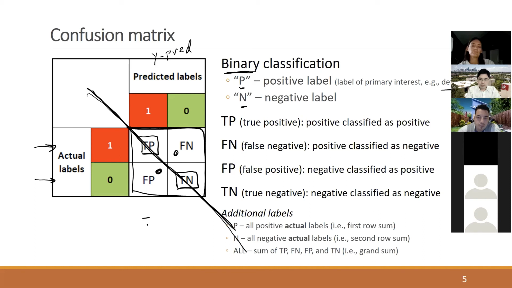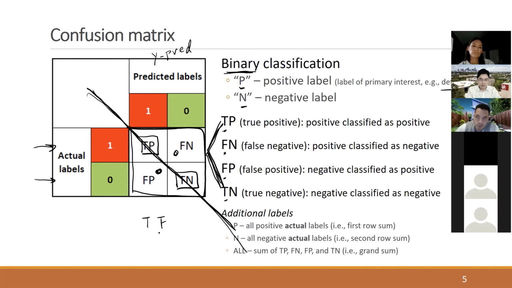Then you will use T and F, true and false. True and false refer to whether or not the prediction is correct. True means the prediction is correct. When you have the true, a positive case is classified as positive correctly. A negative case is classified as negative correctly. When you have false as a leading letter, it means something is wrong.